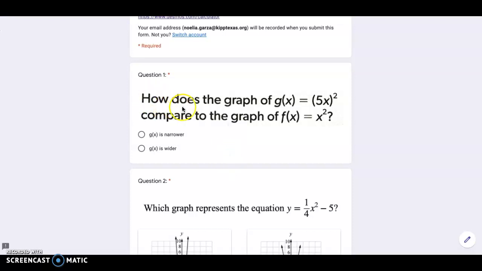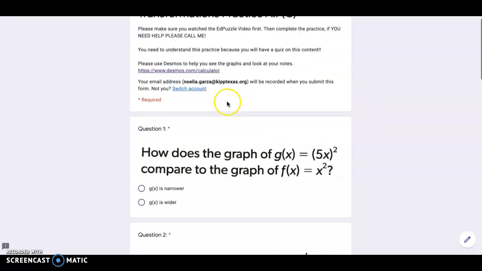So the first question: how does the graph of g(x) = (5x)^2 compare to the graph of f(x) = x^2? Okay, so let's actually do this virtually. What I would do is my recommendation, which is to go to Desmos.